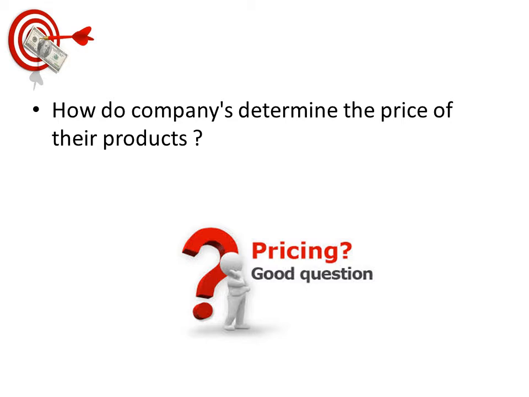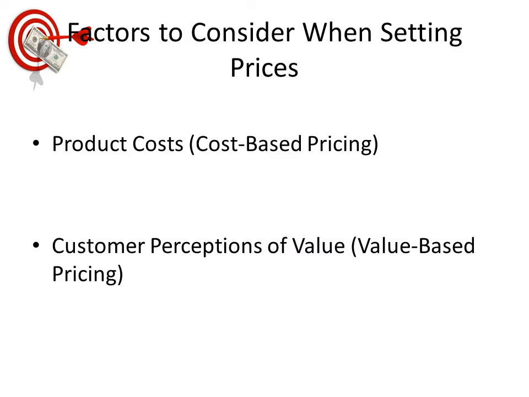So the question is, how do companies determine the price of their product? First we look at the factors involved when setting pricing. The two broad factors you consider are, one, the cost involved in producing the product, and two, the value that a customer sees in the product. You can differentiate both these ways of looking at pricing. One is cost-based pricing, and the other is value-based pricing.